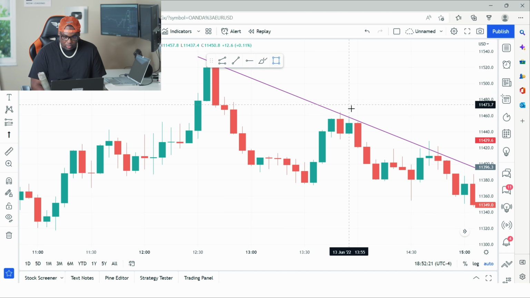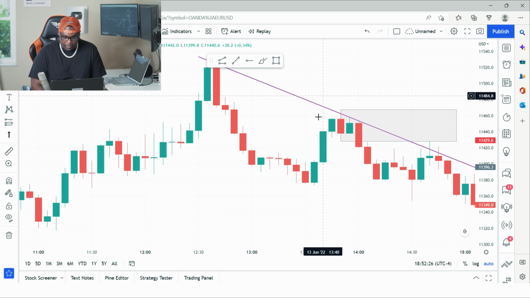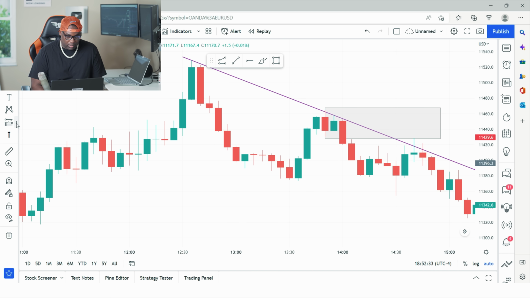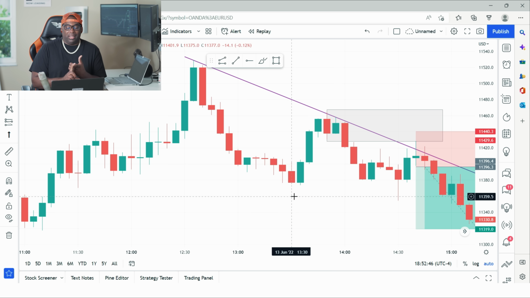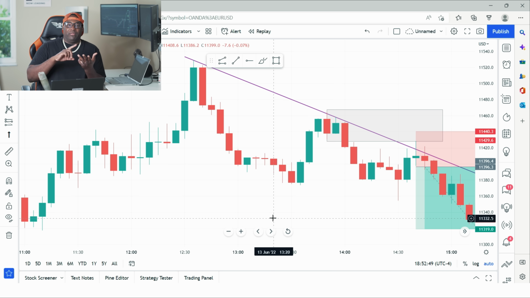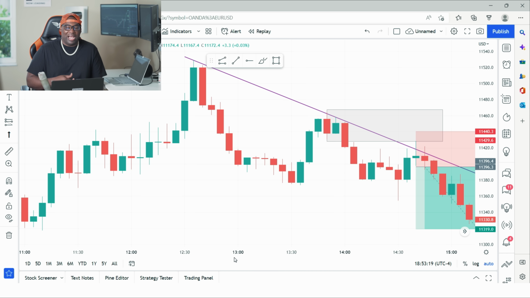So what you can do: draw your zone, wait for the market to come back to supply. As soon as it hit that supply, we had a nice rejection. To me, that's good enough, okay? And I'm in the market. So again, we are combining supply and demand with another level, okay? It could be trend lines, it could be support and resistance, it can be Fibonacci, it can be whatever level you want to use. It doesn't matter, okay? As long as you can combine it and you see supply and demand at that level, to me, that's a great high quality trade.